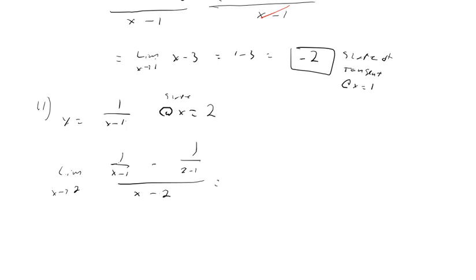So this is going to require a little bit more manipulation. 2 minus 1 is 1, so really this is just 1 over 1 over x minus 2. And now, how do we figure out how to simplify this business with this fraction and this situation here? How do we do any of this?